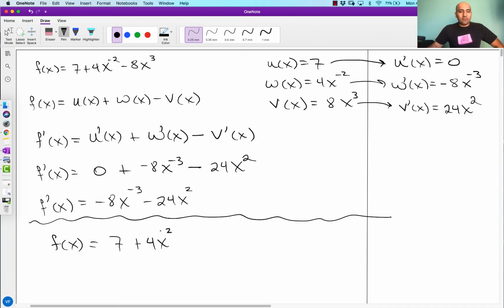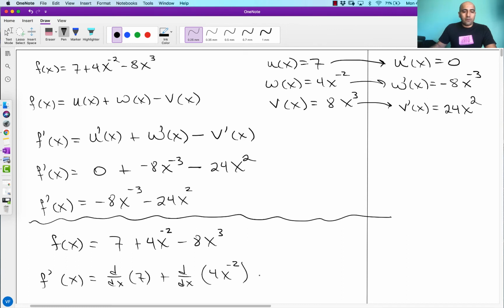4x to the negative second power minus 8x to the third power. Well, all we have to do is take the derivative of each one. We want to take the derivative with respect to x of the 7 plus the derivative with respect to x of the 4x to the negative 2 power minus the derivative with respect to x of the 8x to the 3rd power. Right? We just take the derivative of each one separately when they're separated by additions or subtractions. So you don't have to do this whole thing of defining them as separate functions. I was just pointing out how it fits into our theorem.